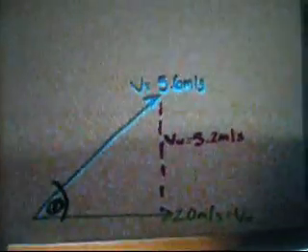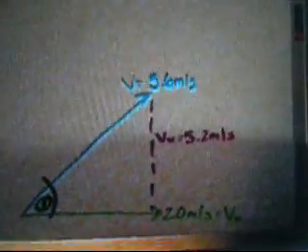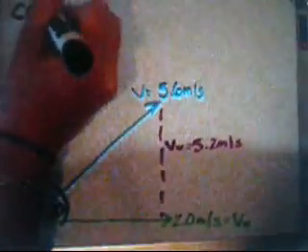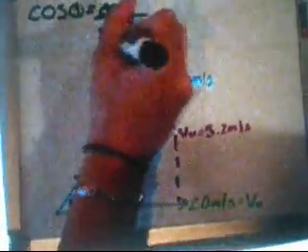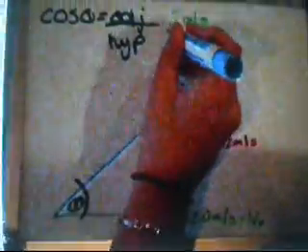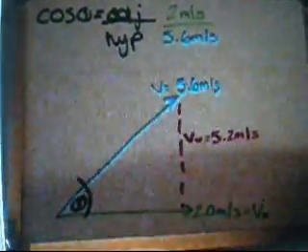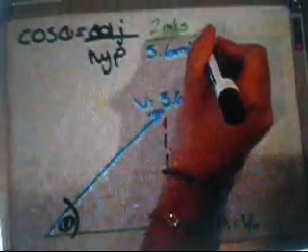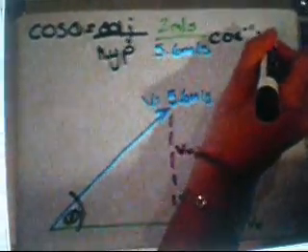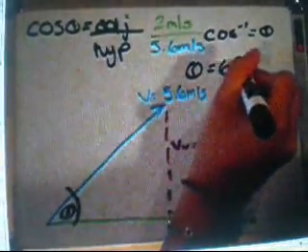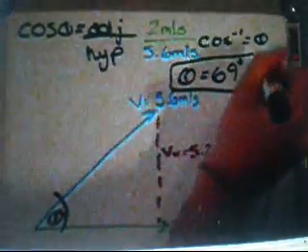Now to figure out the angle in which the melon was launched into the wall, we have to use the equation cosine theta equals adjacent over hypotenuse. The adjacent side equals 2 meters per second, and the hypotenuse equals 5.6 meters per second. We then have to manipulate the equation and take the inverse cosine, which equals theta. Theta would then equal 69 degrees, which is the angle in which we launched the melon.